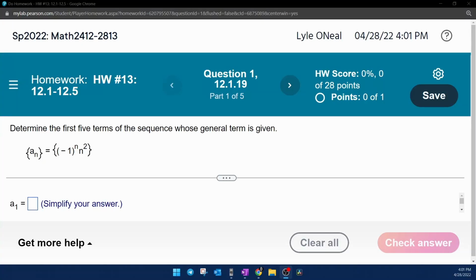Right, here we go. Question number 1 from our Precalculus homework number 13 in MyLab Math. They want us to determine the first 5 terms of the sequence whose general term is given. So we're going to copy this general term over into our scratch work and show you how to crank out the first 5 terms of the sequence.